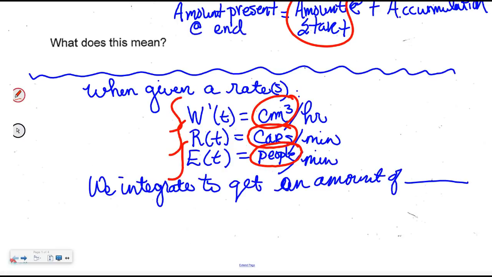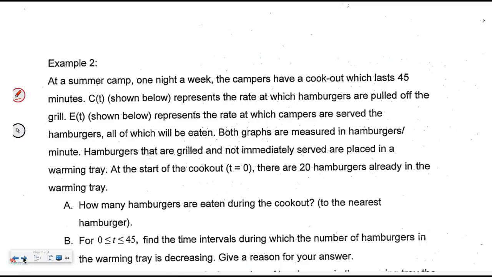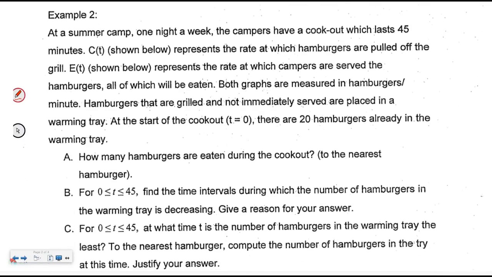All right, so we're going to take a look here. We're just going to do a graphical example. I might not do all of the arithmetic just to save some time, but just so you get an idea of the situation. So we have a camp, and they're at a cookout that lasts 45 minutes. So they're giving me my time interval, which is 0 to 45 minutes. They're giving me two functions. It says C of t represents the rate. So this is a derivative, even though I don't see the prime on it. The word rate absorbs my word derivative or my symbol for a derivative. It's the rate that burgers are pulled off the grill.